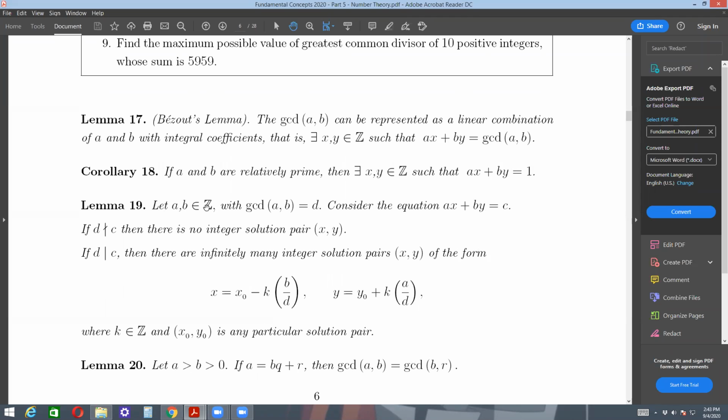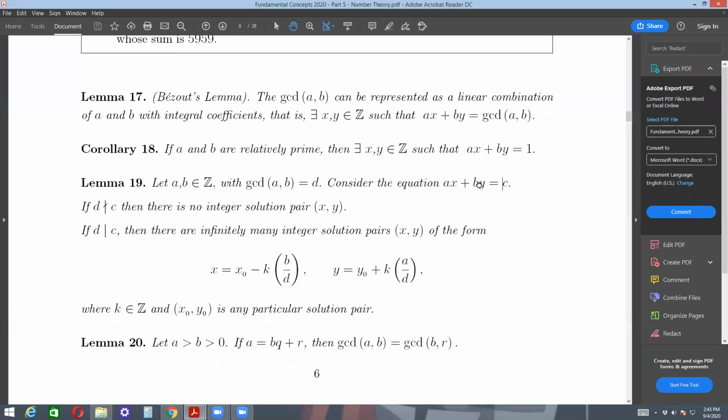So if a and b are integers, and the GCD of those two integers is d, we're going to consider this equation, ax plus by is equal to c. This is any equation of the form ax plus by is c, where we know what a and b are. And we know what c is. c is some integer. The x and the y here are the unknown variables in the equation, and that's what we're trying to solve for, x and y. So there are two cases to consider.